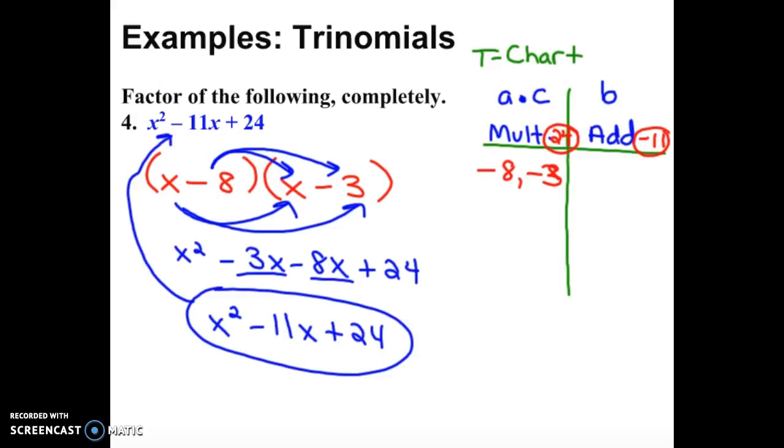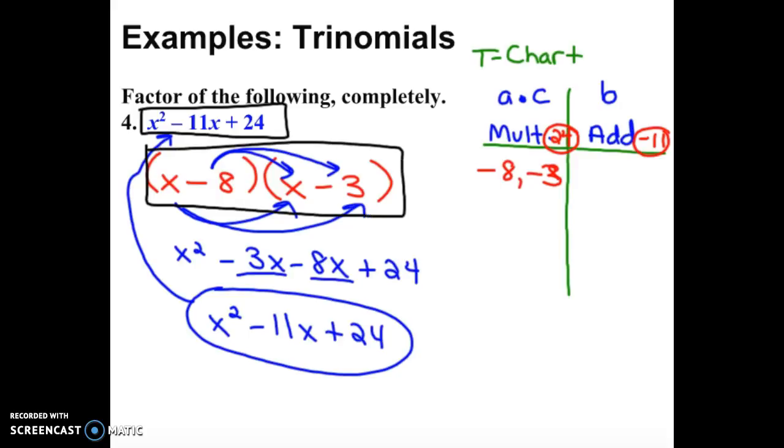Okay? What I've essentially done is I've changed this problem right here that had addition and subtraction. I changed it into this answer, which was multiplication. That's the whole point of factoring. Taking something and changing it into multiplication. Every factoring problem does it.